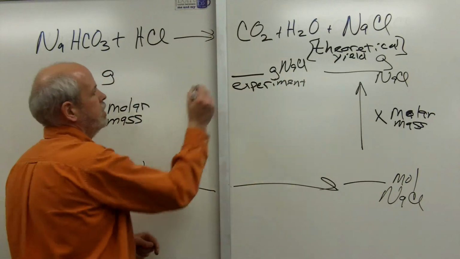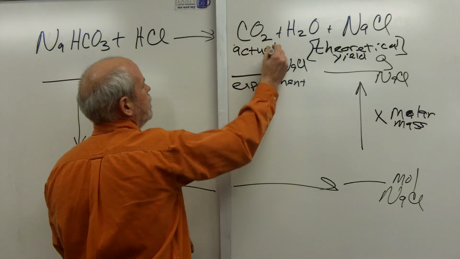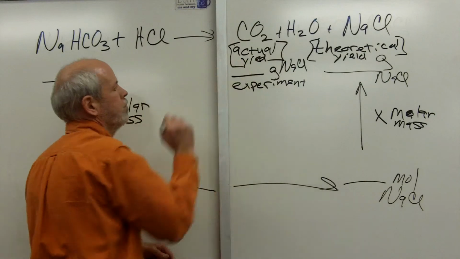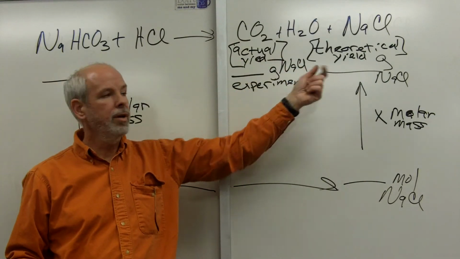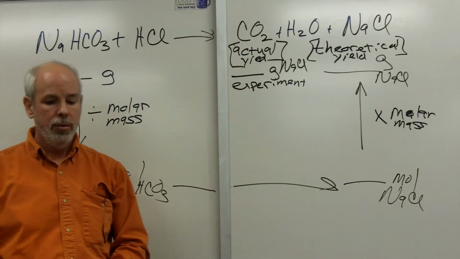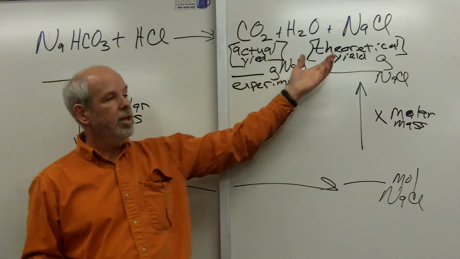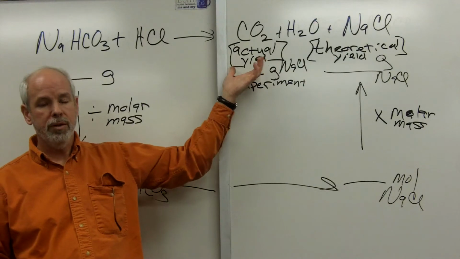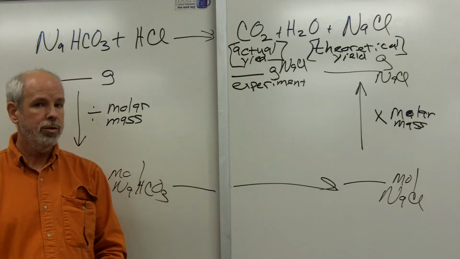This grams of NaCl is called the actual yield. So you'll calculate the theoretical yield, but by experiment, you'll get the actual yield. Now the reason this matters is that you might get 10 grams for your theoretical yield, but what you actually get from your experiment is only 5 grams.